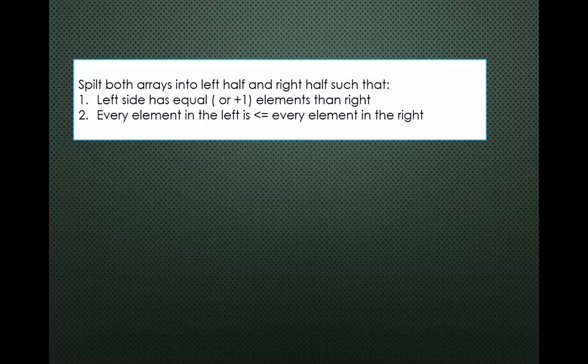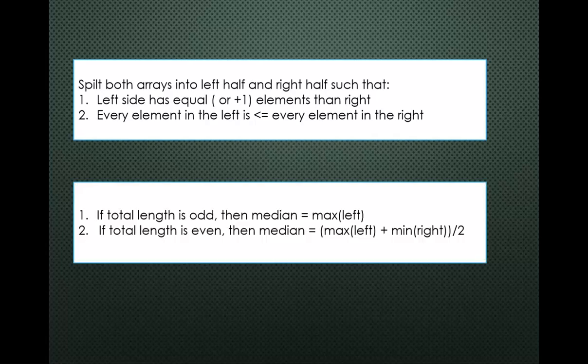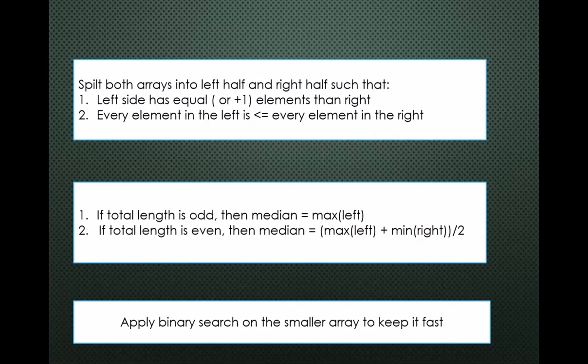Split both the arrays into a left half and a right half such that the left side has equal or plus 1 elements than the right. Every element in the left is less than or equal to every element in the right. If the total number of elements is odd, the median will be the maximum of left. If it is even, the median will be (maximum of left plus minimum of right) divided by 2. The important trick is to apply binary search on the smaller array to keep it faster.